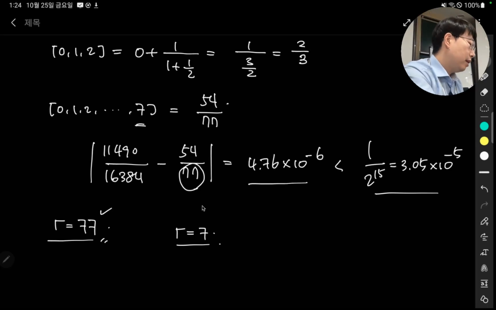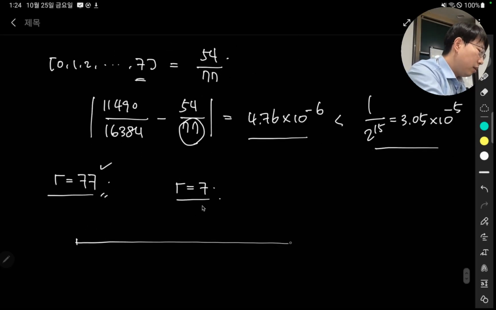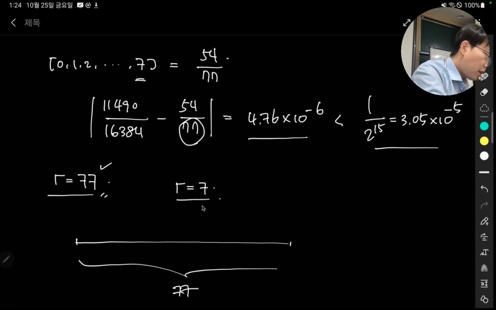Why? Because if 77 is the period, then it means that the entire string of 77 numbers is periodic, but it could have a smaller repeating part. It could have 11 parts of 7, or, sorry, 7 of 11s. Oh, sorry, so 7, not 11.